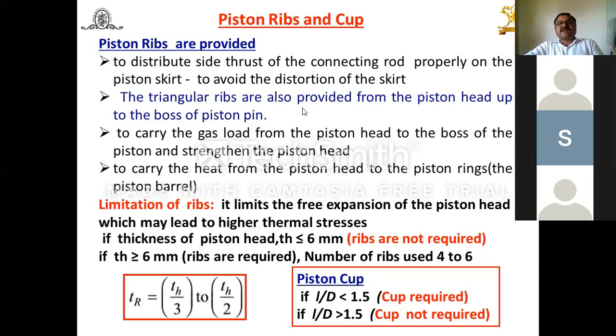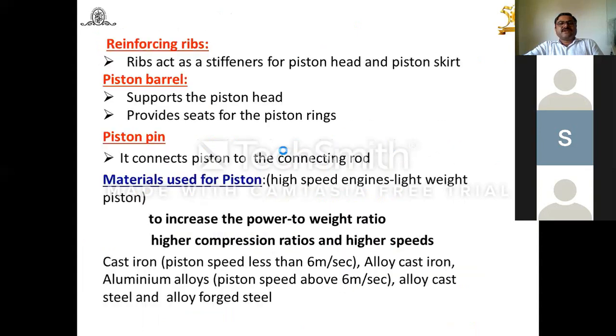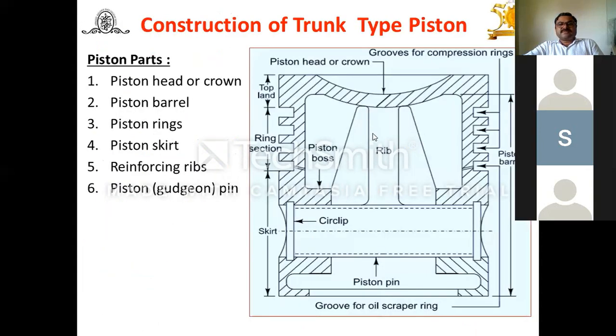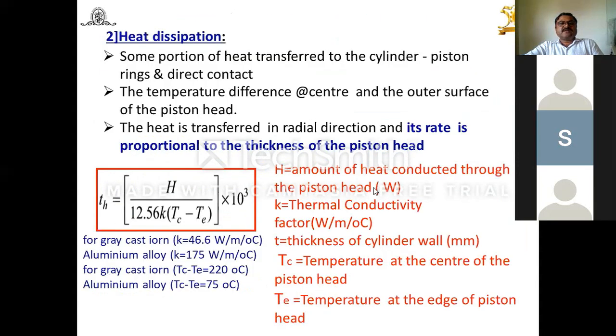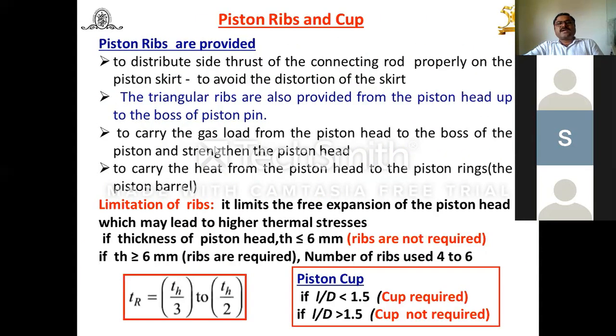Then second, triangular ribs are provided from the piston head to the boss. Here you will find in the diagram also, this is the rib which is provided, triangular ribs. Then another important function is to carry the gas load from the piston head. After expansion, whatever load is coming on the piston head is also carried by these ribs, which give support and strengthen the piston head. Another function is to dissipate the heat from the piston head through the piston barrel.